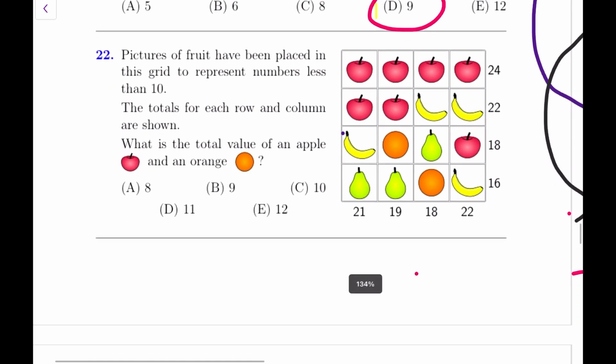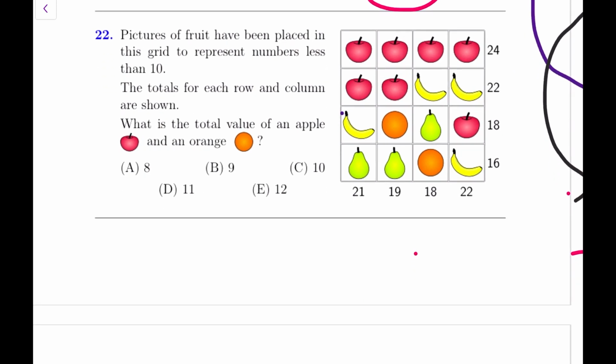All right, question number 22. Pictures of fruits have been placed in this grid to represent numbers less than 10. So we know each fruit can only represent numbers between 1 and 10. There are 4 kinds of fruits. We can see apple, bananas, pear, and oranges. The total for each row and column are shown. I can see the totals here, and these will help us find out the answer.